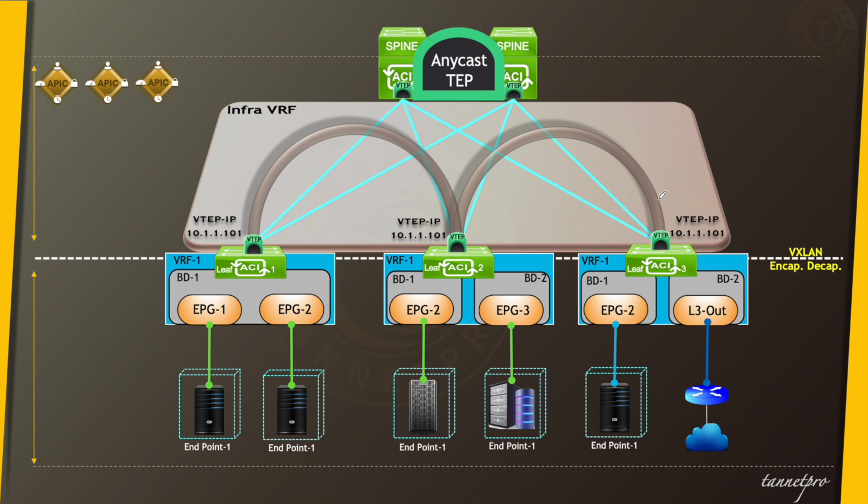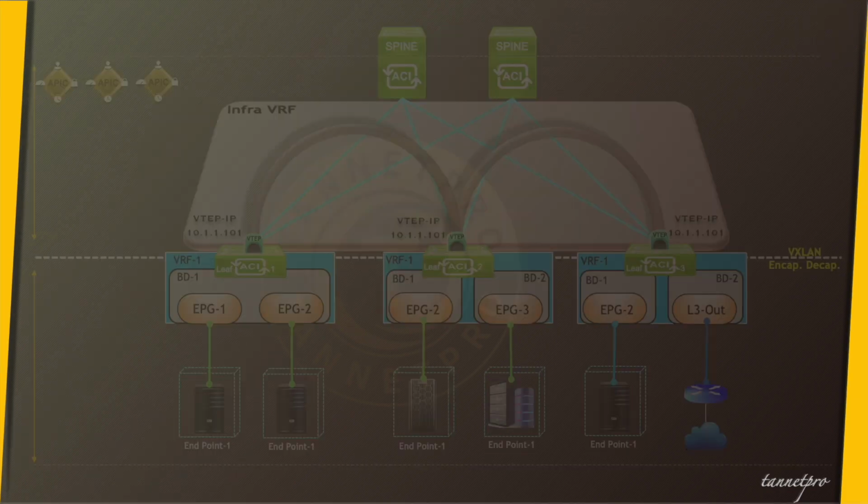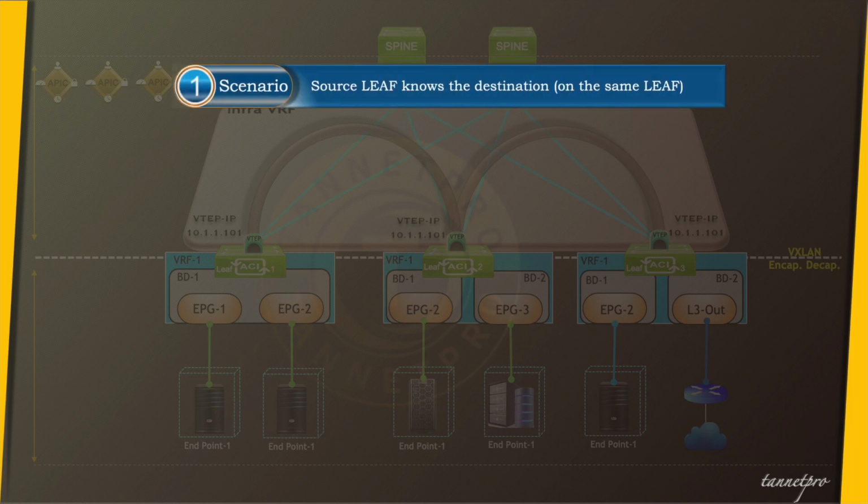But this is very high level, and we'll understand in deep level. That's what we are here for. So we'll understand on a scenario basis, with four scenarios, and I will try to explain each and every part. The first scenario is that the source leaf knows the destination, and that is on the same leaf. This is scenario 1.